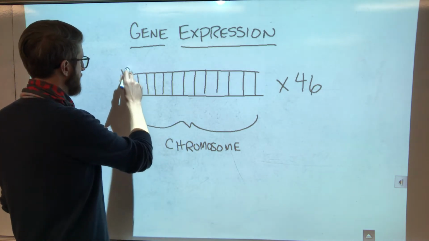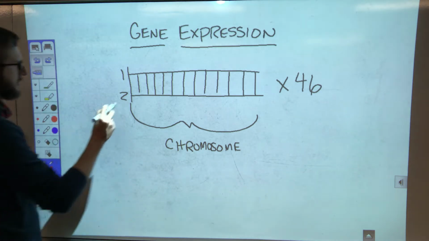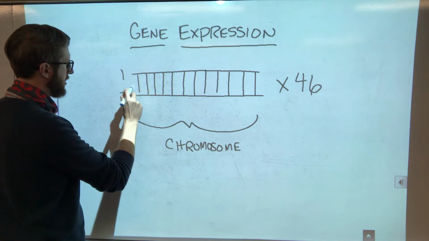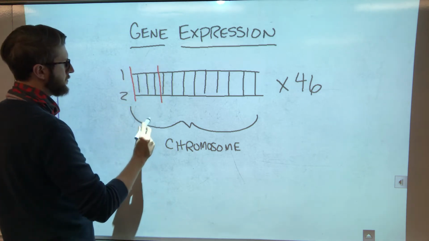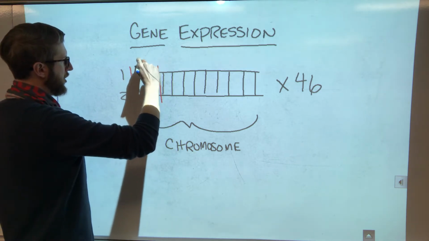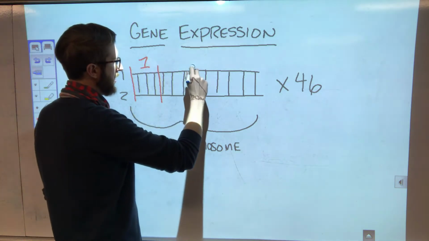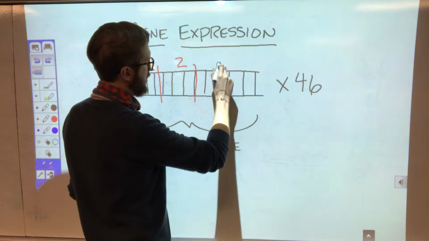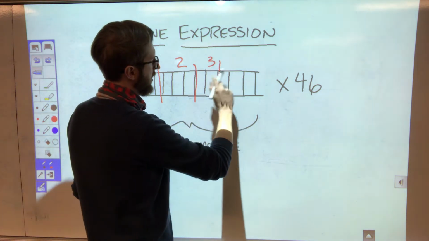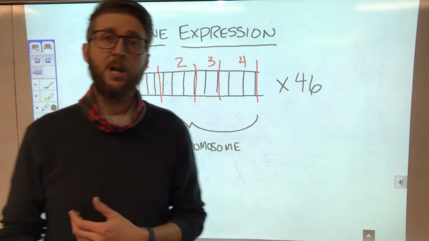So let me change the color here so it's easier to see. Let's say that between here and here is gene number 1. And between here and here is gene number 2. And between here and here is 3. And here to here is 4. Okay, so on this chromosome we have 4 genes.